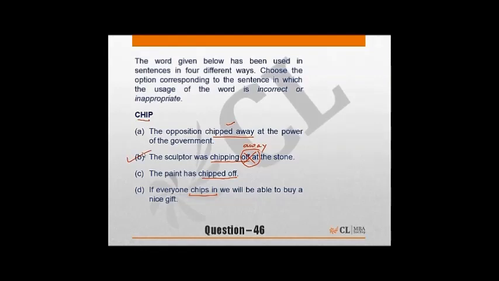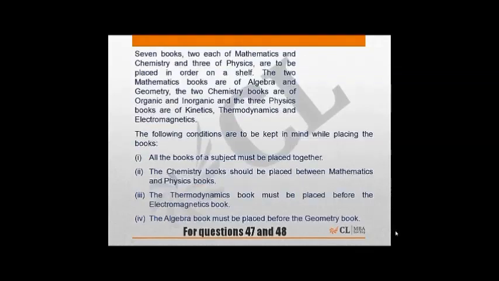Let's move to the next question now. Question 47-48. Again a set of questions on LR. Let's quickly go through the data. 7 books, 2 each of mathematics and chemistry and 3 of physics, are to be placed on a shelf. So we have 7 books: 2 of mathematics, 2 of chemistry and 3 of physics.